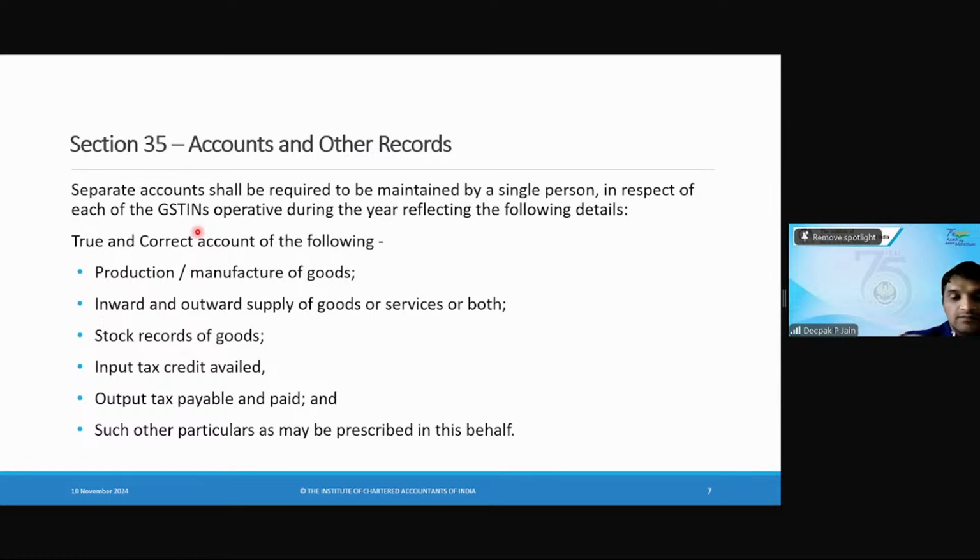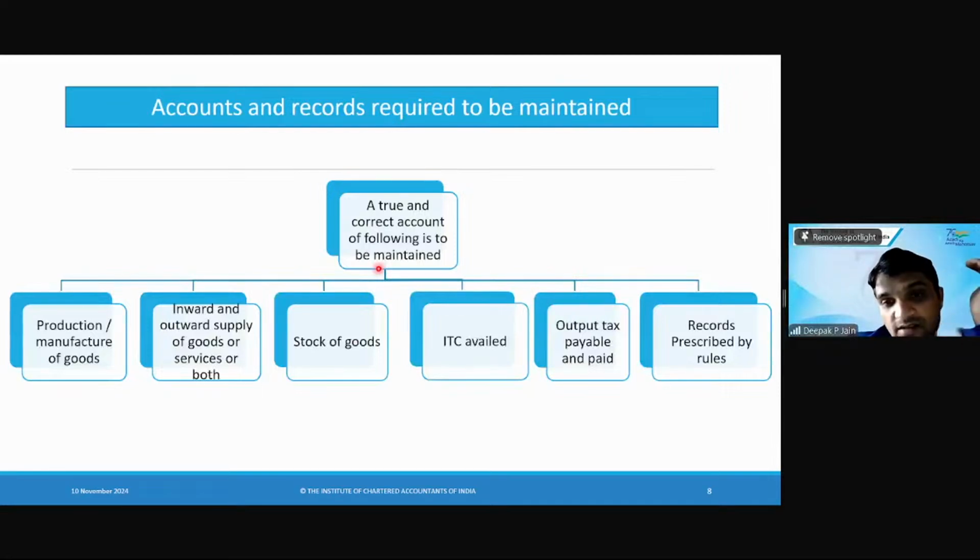And this is the basic requirement. Now, the important aspect is not just maintaining the accounts. They have to be true and correct accounts. It can't be that you maintain something and give it to them. Not possible. You have to maintain a true and correct account, unless an auditor is there.